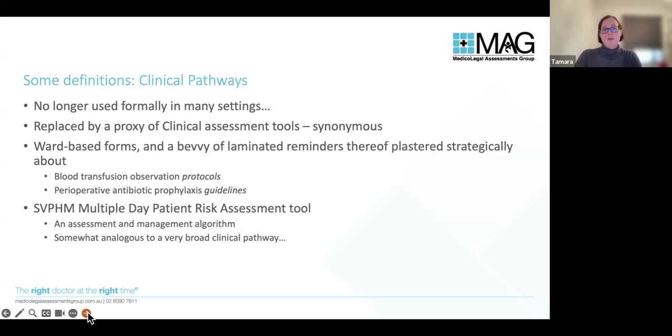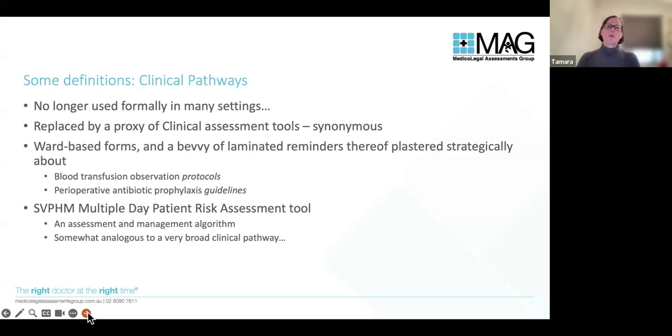These are, again, ward-based forms, and there are a whole lot of laminated reminders plastered all about my work areas clinically, reminding me of certain protocols and guidelines. So if you like, there are umbrellas and breakdowns of clinical pathways. So blood transfusion observation protocols, thou shalt check the temperature, the pulse and the blood pressure every 30 minutes, and timelines as to how long one can do that for, and the antibiotic prophylaxis guidelines, so that we're good stewards of our precious antimicrobial drugs.